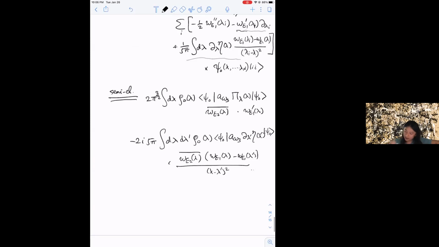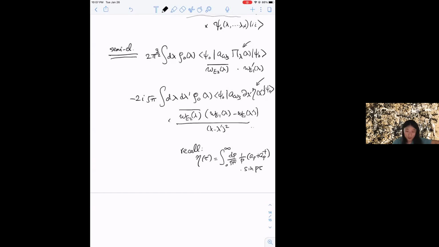With an expression like this, it's now straightforward to use the mode expansion of eta and pi as conjugate momentum. For example, as you recall from the second lecture, eta of tau we can write as an integral dp over square root of pi, 1 over p, of A_p plus A_p dagger, times sine p tau. That was useful here, which is why I bothered to introduce that formalism, where A_p and A_p prime obey this commutation relation. That's how we normalize the creation and annihilation operators. So now everything is straightforward. You can just plug into the integral.